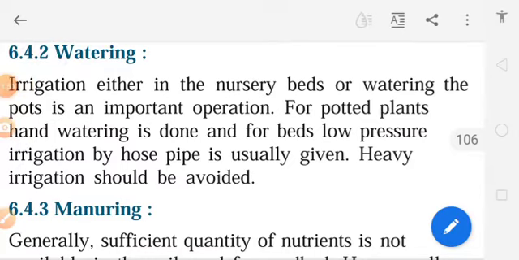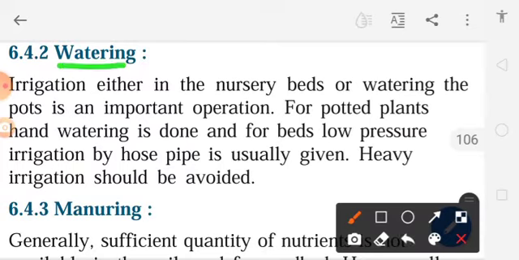Now another method is watering. In this case, we have to water the nursery beds or the pots, and for potted plants hand watering should be done, meaning there should be no excessive water given, otherwise that will cause soil erosion. Then for the large sized beds we can use pipe for irrigation.